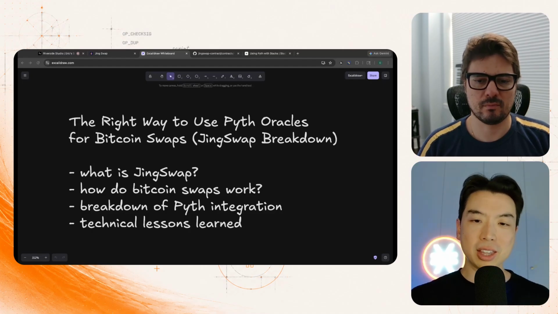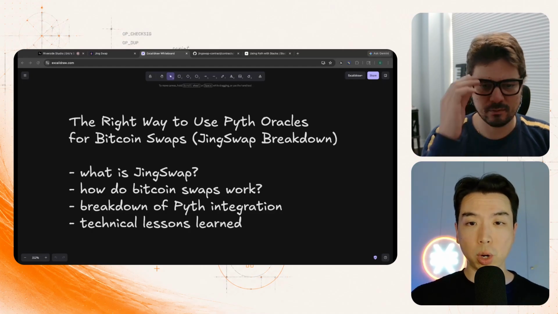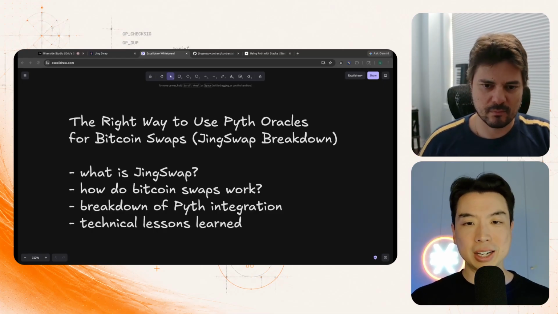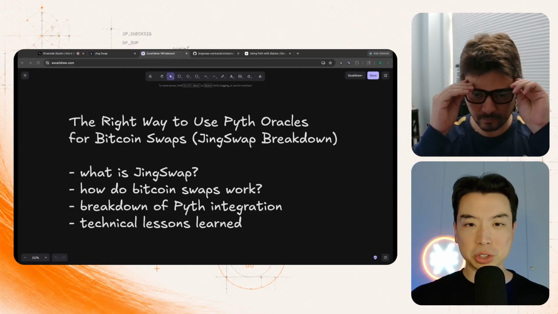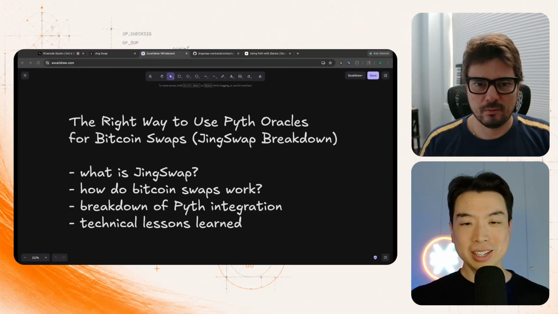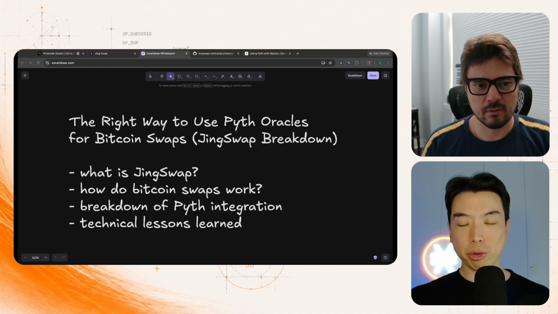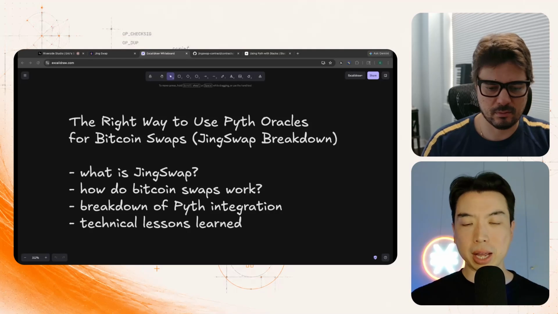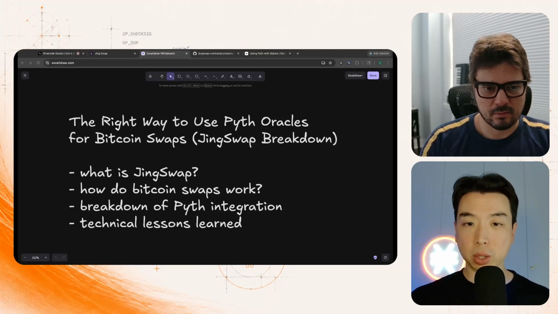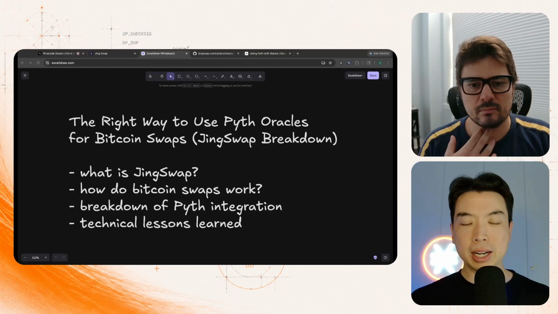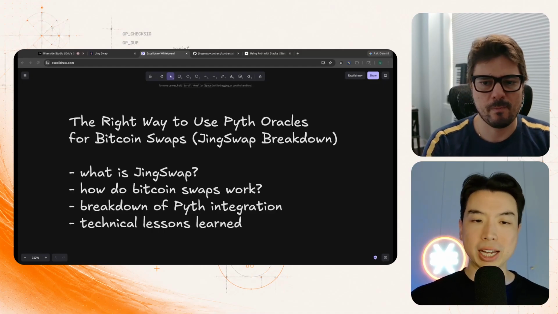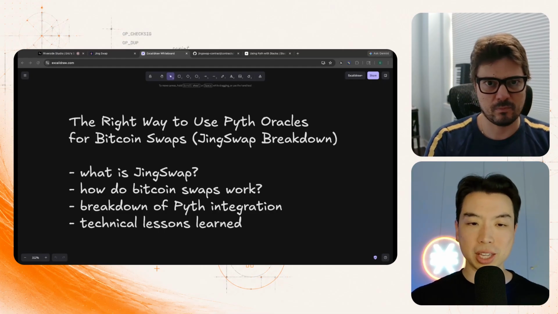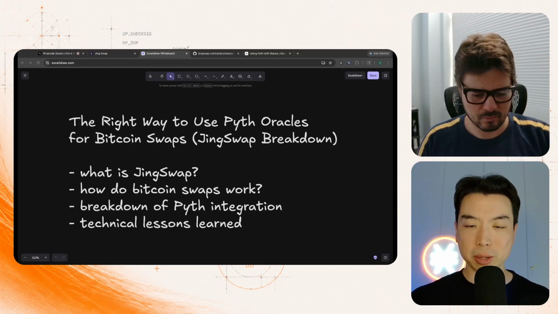And the thing that we're going to be going over today is exactly one of his most popular applications at the moment. It's called JingSwap. With JingSwap, what we're going to break down is, one, what is JingSwap? Two, how do Bitcoin swaps work? Three, which is going to be, for the most part, the theme and focus of this show, breaking down how he is able to integrate Pyth for his Bitcoin swaps in the JingSwap application. And then lastly, he'll be sharing any technical lessons that he learned for any new or existing developers within the Bitcoin and Stacks ecosystem.